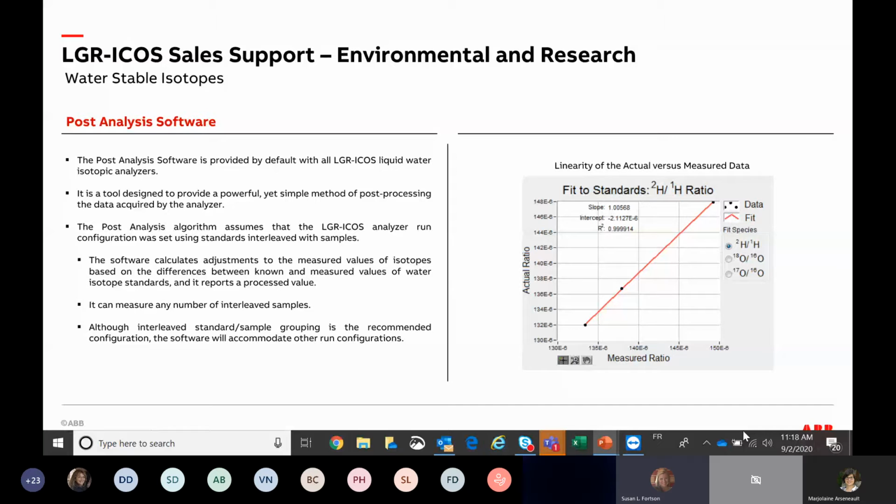The post-analysis software is included with all of our liquid water isotope analyzers. It's a tool designed to provide a powerful and simple method of post-processing the data acquired by the analyzer. The post-analysis algorithm assumes that the analyzer's run configuration was set using standards that are interleaved with samples, as we mentioned previously. The software calculates adjustments to the measured values of isotopes based on the difference between the known and the measured values of the standards, and it then reports a processed value. It can be measured in any number of interleaved samples. We do recommend standard sample grouping, but the post-processor software can accommodate other types of run configurations if necessary. Next slide.